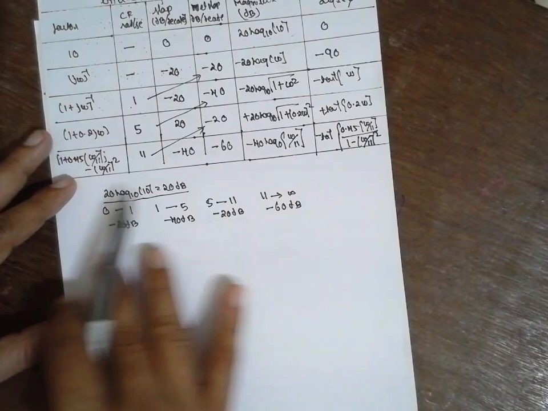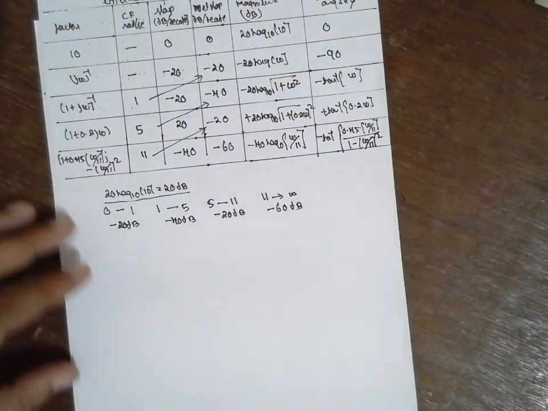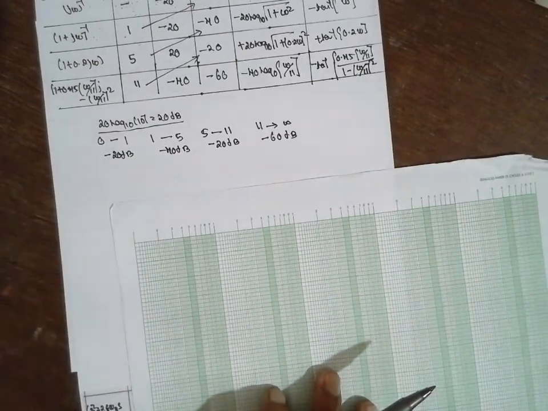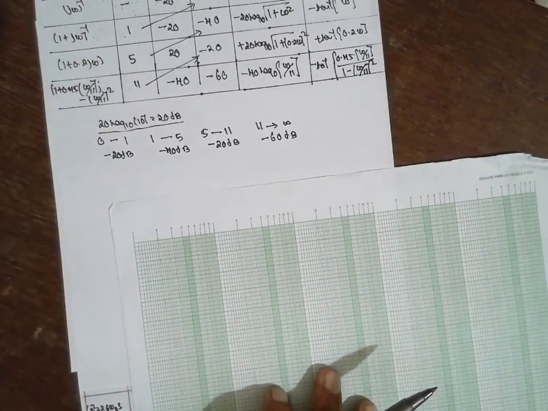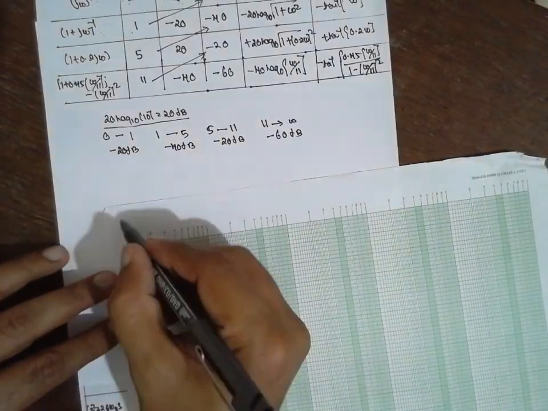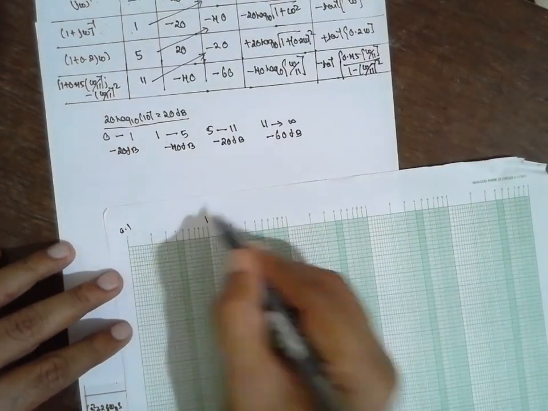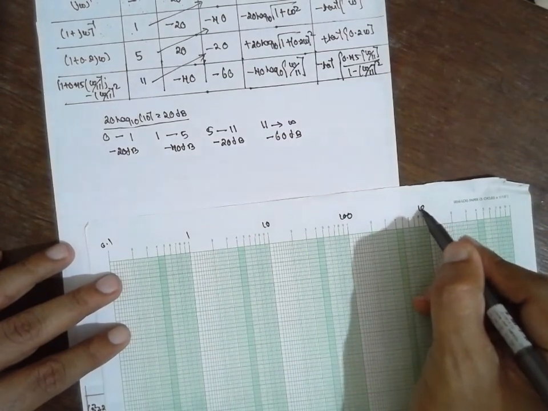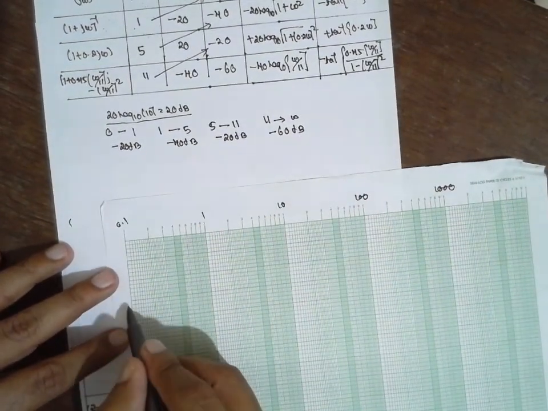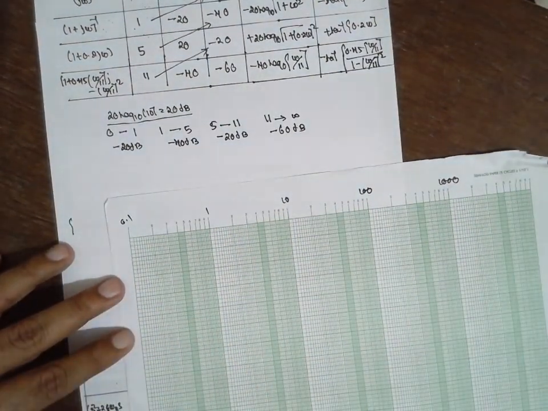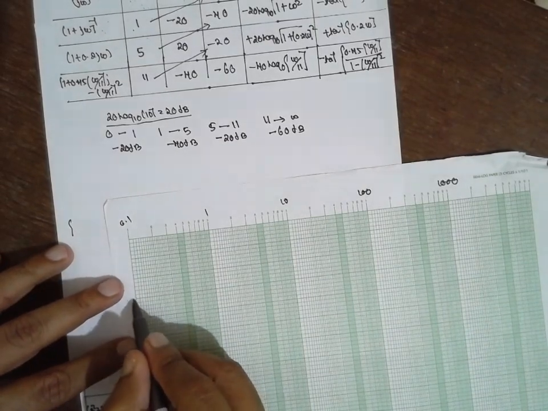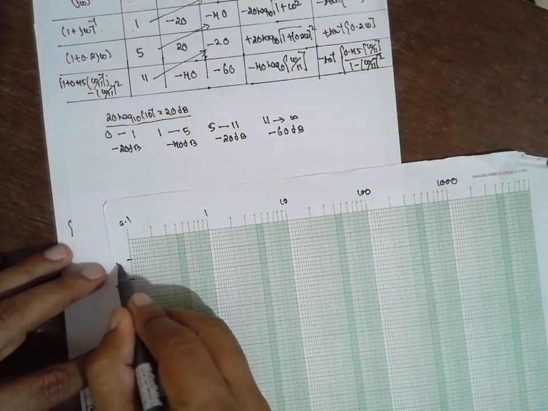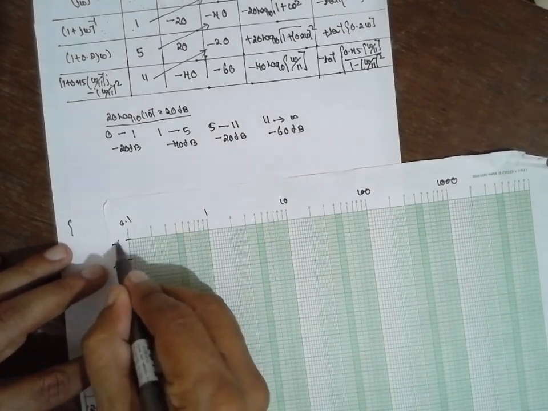Now, I will draw the graph here. First, 0.1, 1, 10, 100. Now 60 is there, 0, minus 20, minus 40, minus 60.